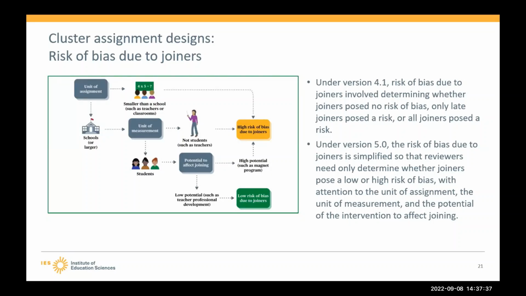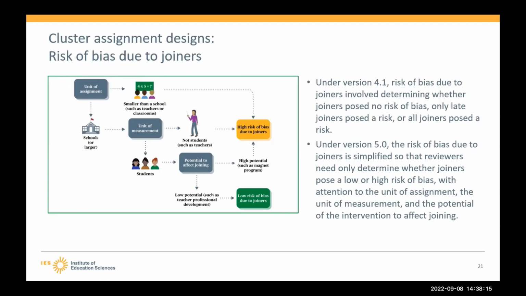Now, under previous versions of the WWC standards, reviewers needed to determine one of three types of risk of bias from joiners in cluster level assignment designs. This could be that no joiners posed a risk of bias, that only late joiners posed a risk of bias, or perhaps that all joiners posed a risk of bias. But now, under version 5.0 of the standards, this assessment has been simplified so that reviewers simply need to determine whether there is a low or high risk of bias due to joiners. So the handbook now provides clearer guidance for how reviewers should conceptualize risk of bias from joiners.